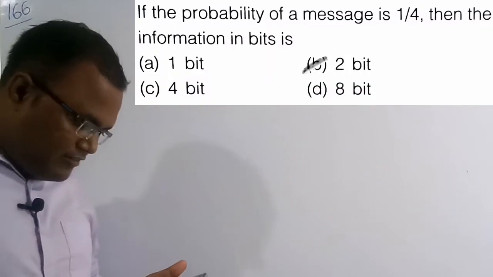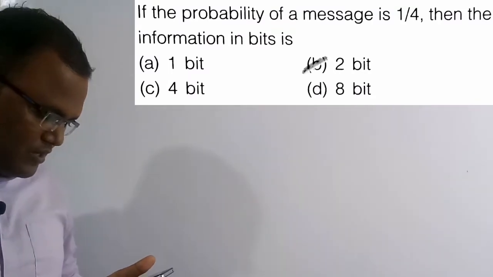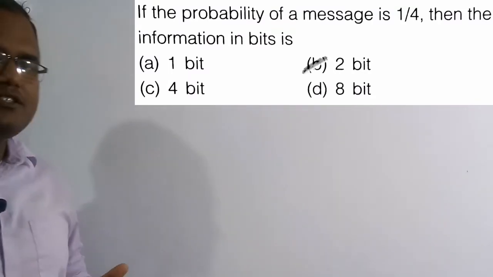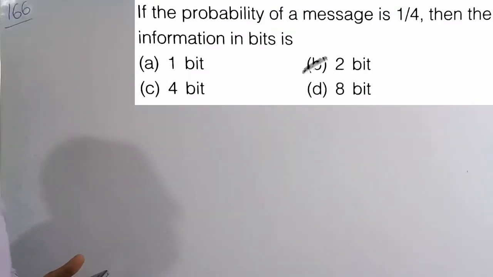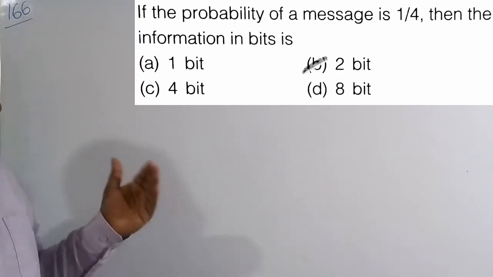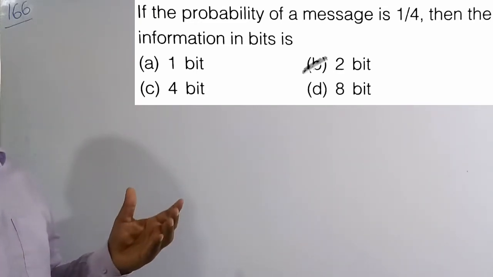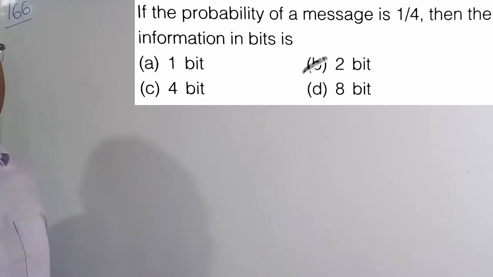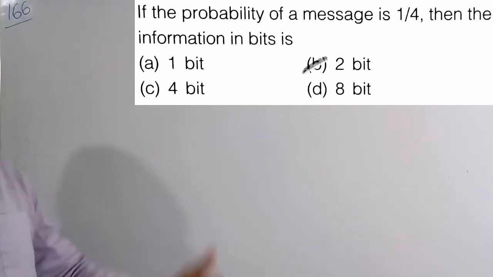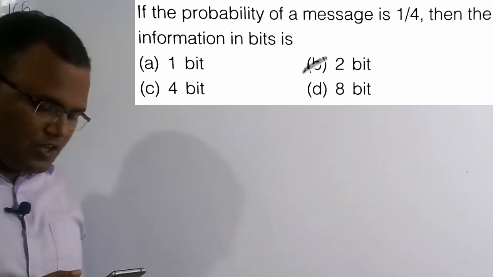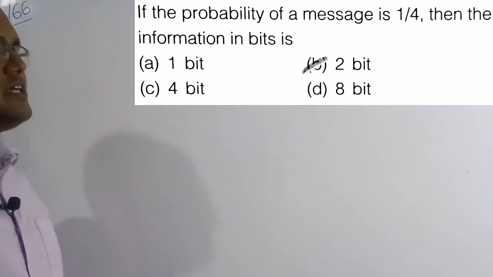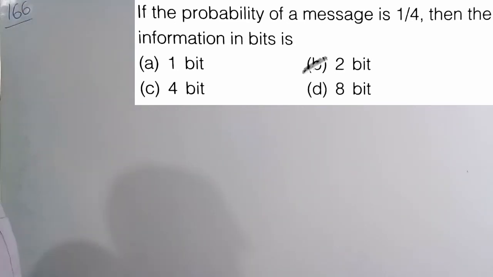See the question here. If the probability of a message is 1 by 4, then the information in bits is. Suppose there is a message with a probability of 1 by 4. Here we have to write what the information is, in terms of bits, meaning how many bits are going to represent it. Out of the four options, option B, which is 2 bits, is the correct solution of this question. So let's solve this numerical.